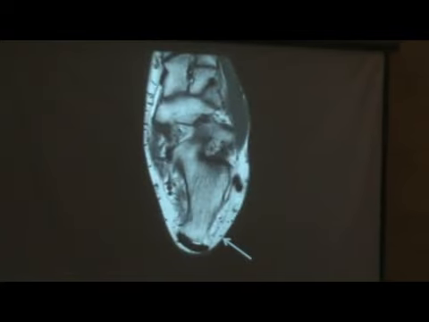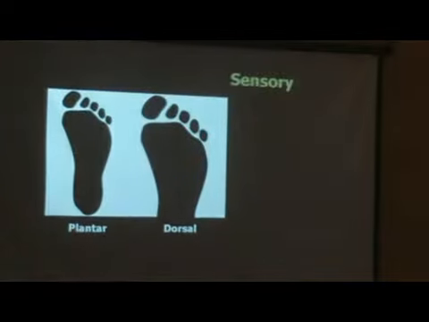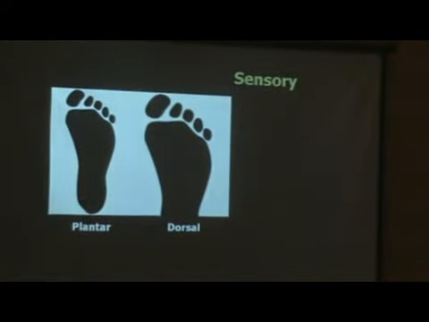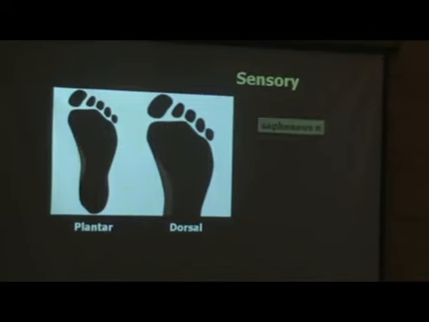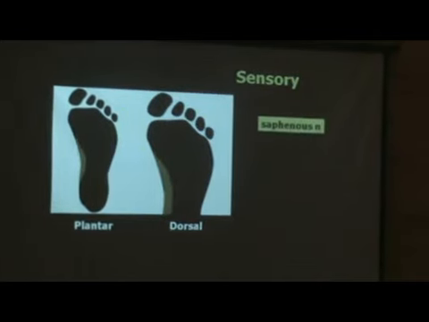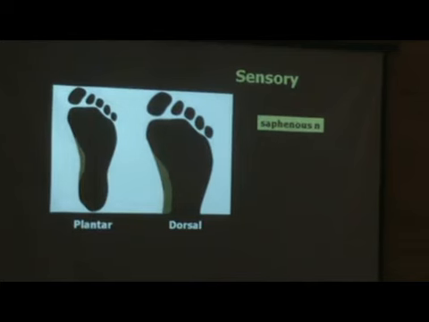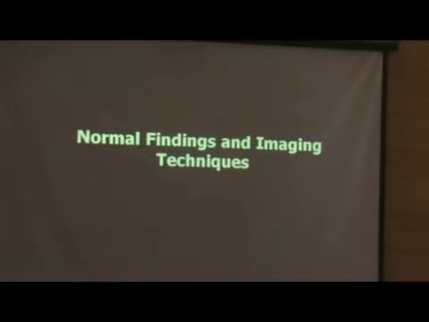I'll skip this one. Okay, and the innervation is mainly sensory. This is for clinicians, not for radiologists. So the saphenous nerve covers only the very medial aspect of the foot, and the sural nerve, the very lateral aspect of the foot, posteriorly and anteriorly, as you can see in the illustrations. So, some of the normal findings we expect, and talk about some new imaging techniques.